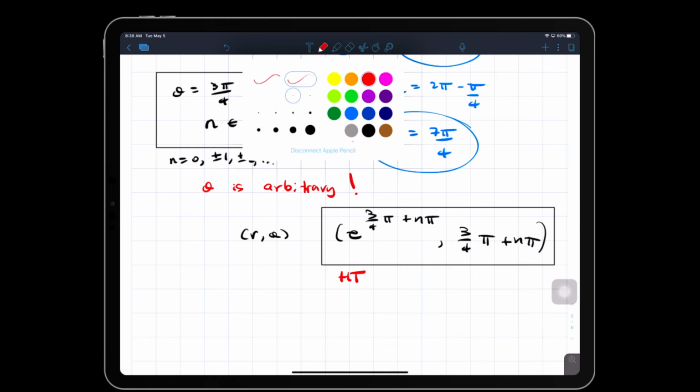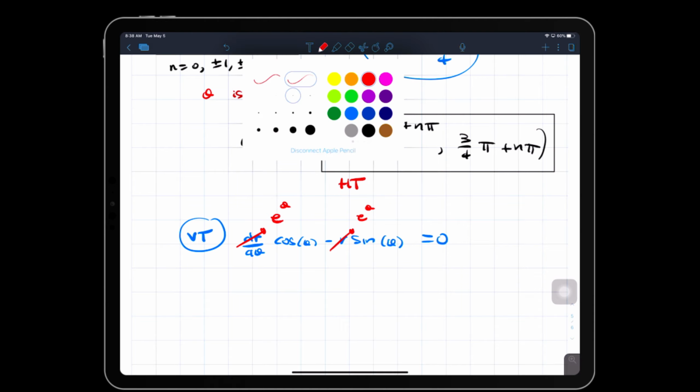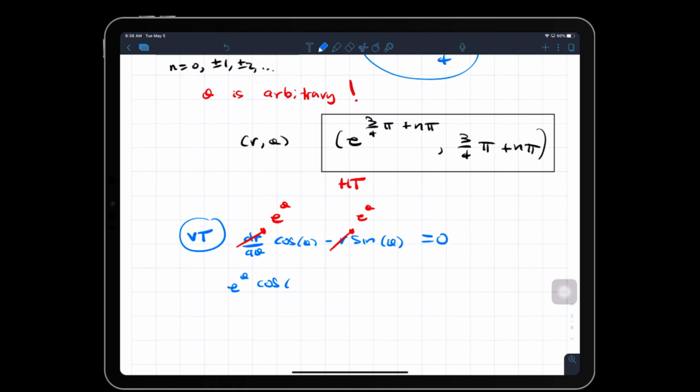And then you say, well, what do I do for the vertical tangents, right? So for the vertical tangents, just remember, you use a formula. And you say, well, what formula was that? Well, that formula for the vertical tangents was that dr d theta times cosine theta minus r sine theta is 0, where dr d theta was e to the theta. So this equation becomes e to the theta cosine theta minus e to the theta sine theta is 0.